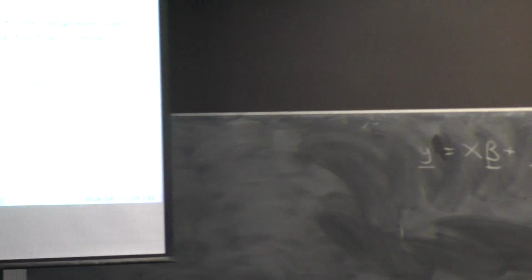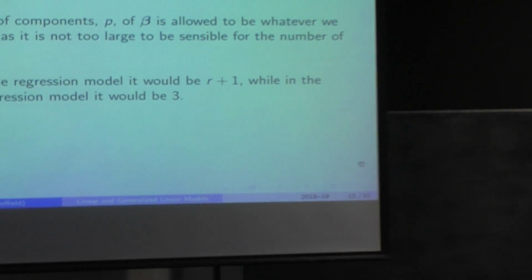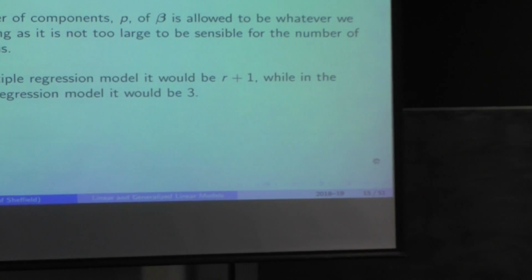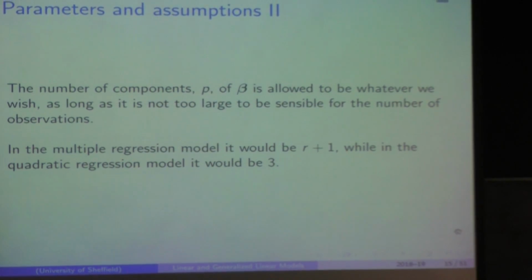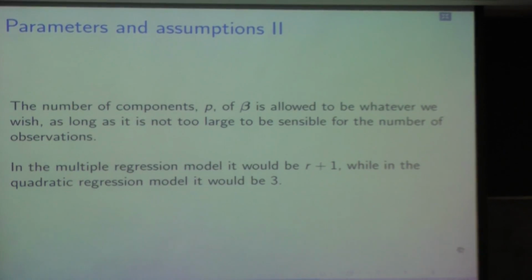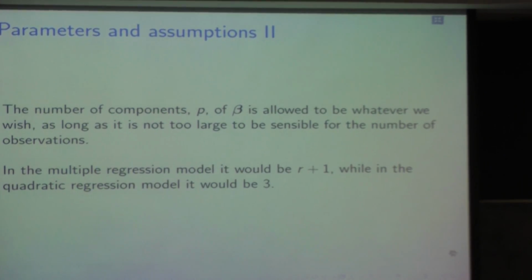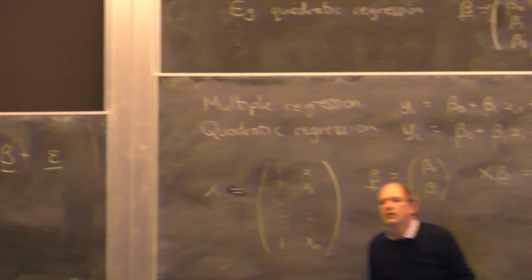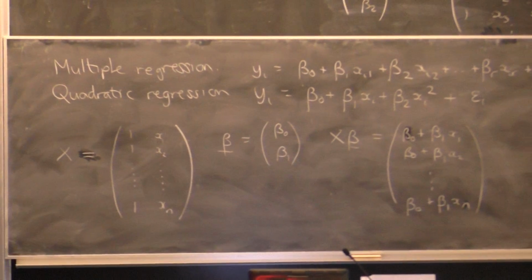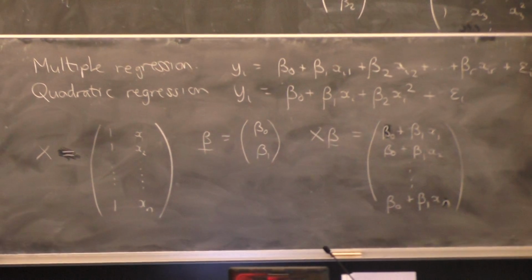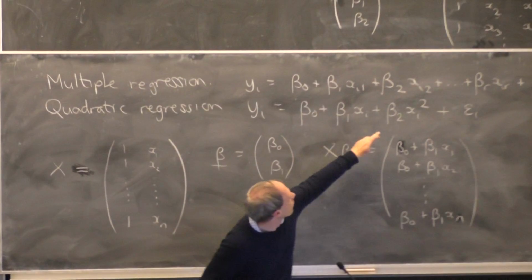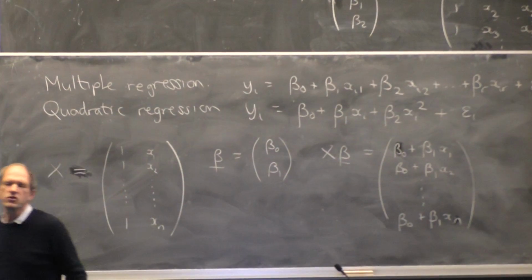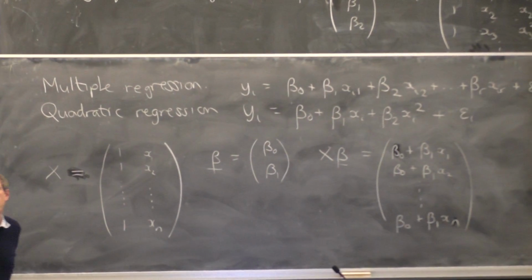In the multiple regression model, so the first one that I had up on the screen when we started, the number of parameters here is r plus 1. So there's beta 0, and then beta 1 up to beta r. So there are r plus 1 parameters that we're trying to estimate there. In the quadratic regression, there are 3, beta 0, beta 1, and beta 2. So in the quadratic regression model, p is 3.